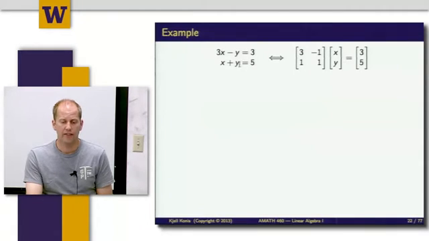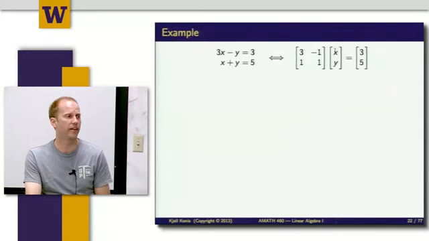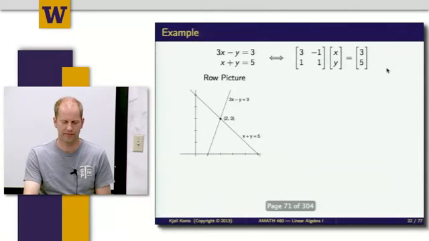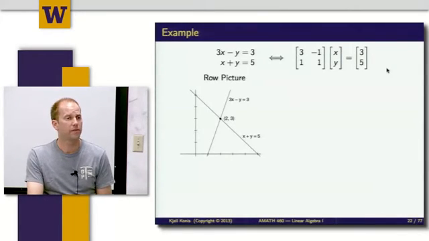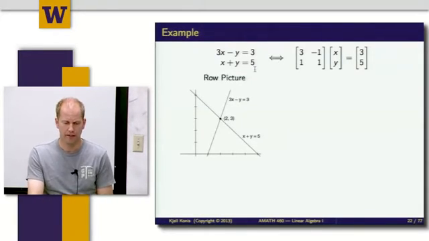So suppose I have this system of equations, so 3x minus y equals 3, and x plus y equals 5. I can write that in the matrix form as a coefficient matrix times an unknown vector x, y is equal to the vector 3, 5. And I can draw 2 pictures of this now. So as long as these are 2 equations and 2 unknowns, it's easy to draw.